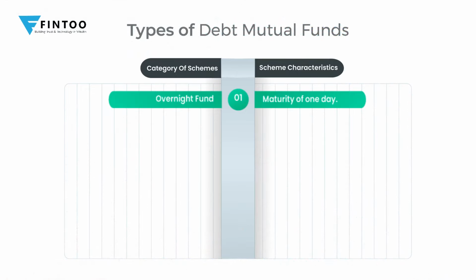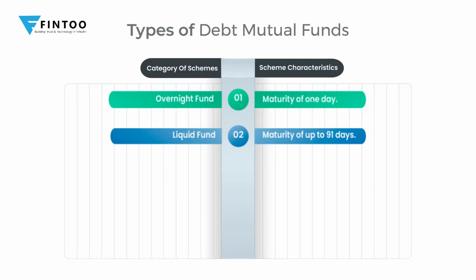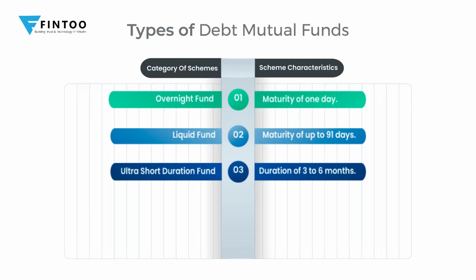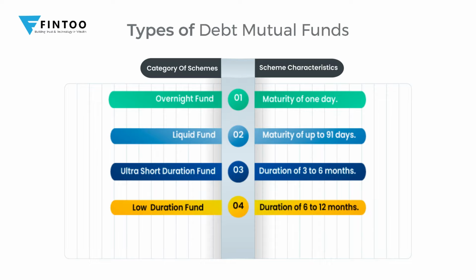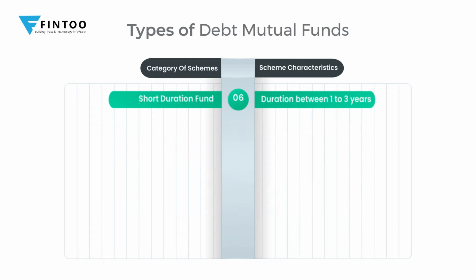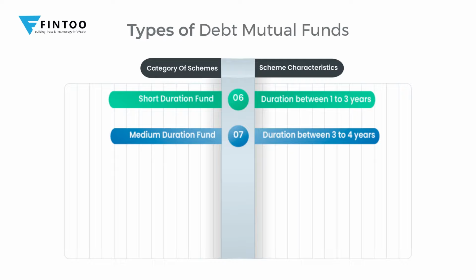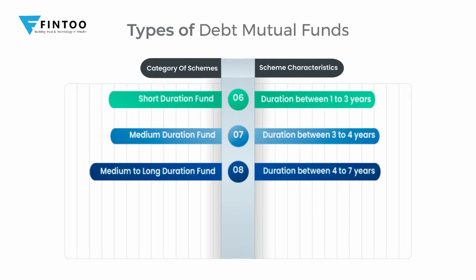The first one is overnight fund. This debt scheme will invest in overnight securities having a maturity of 1 day. Second is liquid fund, and these schemes will invest with a maturity of up to 91 days. Next is ultra short duration fund. Here the maturity will be 3 to 6 months. Low duration fund is for 6 to 12 months. Money market fund for maturity up to 1 year. Short duration fund for 1 to 3 years. Medium duration fund, duration of 3 to 4 years. And medium to long duration fund, duration of 4 to 7 years.